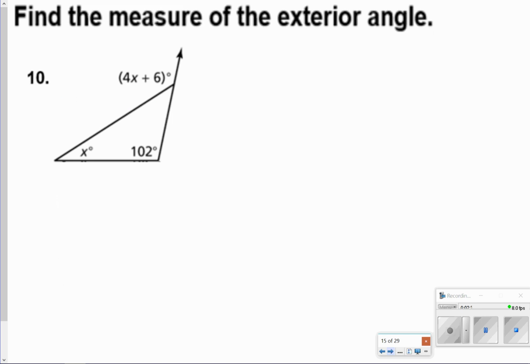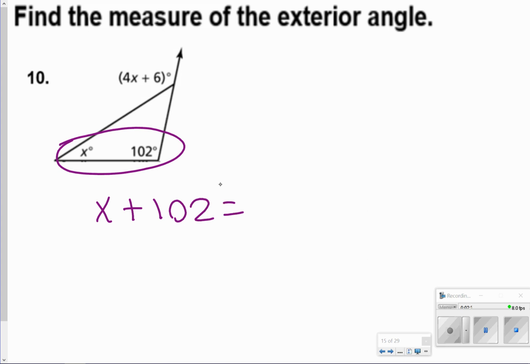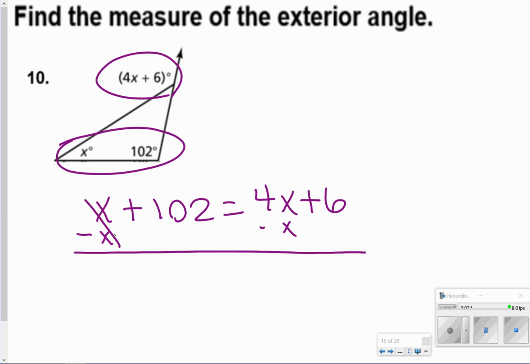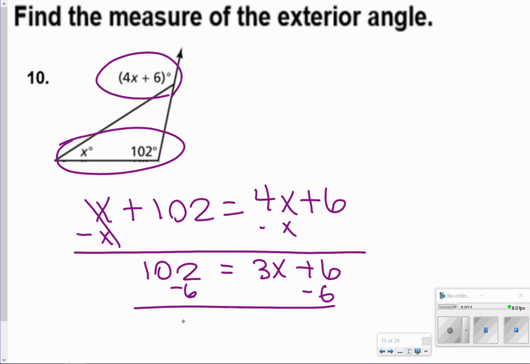Okay. For number 10, same thing. You're going to add your non-adjacent angles. x plus 102 is equal to 4x plus 6. It is helpful to write equations for these just so you can see them clearly. I'm going to move my variables over to the right. So these x's cancel out. I have 102 is equal to 3x plus 6, and then subtract 6 from both sides. I get 96 is equal to 3x, and then I just divide both sides by 3 to get x is equal to 32.